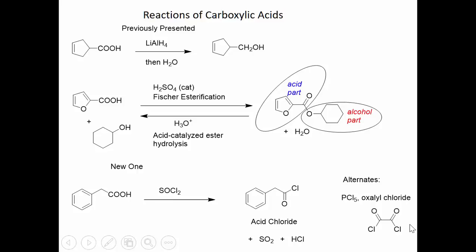Okay, in this last video, we're going to be looking at the reactions of carboxylic acids and their spectroscopy. First, let's look at what reactions we previously encountered. Earlier in this course, we showed that we could make primary alcohols like this by reducing carboxylic acids with lithium aluminum hydride.